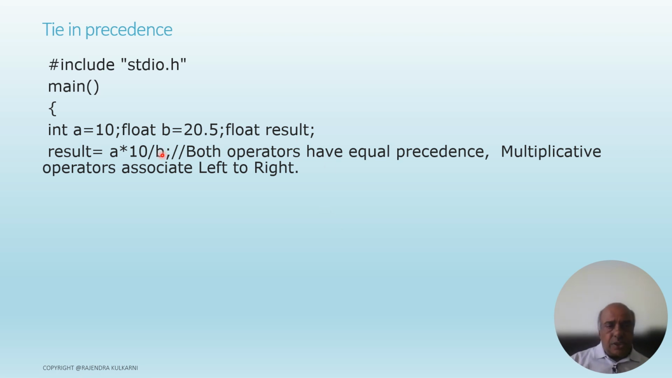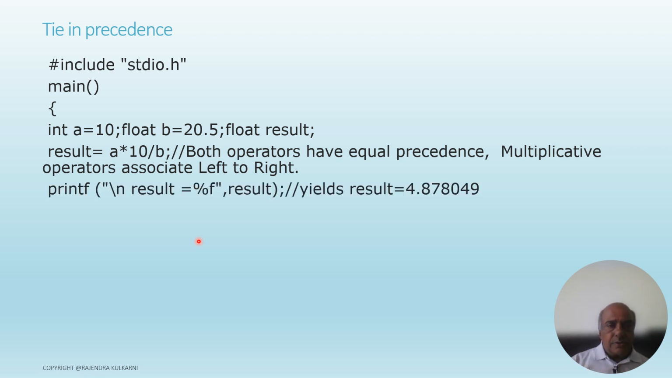Since a into 10 by 5, multiplication and division operators both have equal precedence, and since multiplicative operators associate left to right, what will be the result? A will be multiplied by 10 and it will be divided by 20.5. So it will be 100 divided by B, which has a value of 20.5, and the result will be 4.878049.